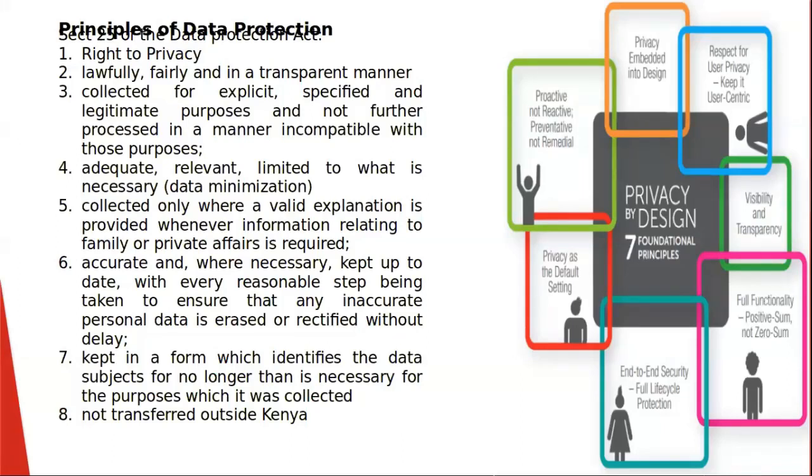There's also the other aspect of data minimization. Do not collect a lot of information that you really do not require. The information you're collecting should be adequate, relevant, and limited to what is necessary. Also, it should be collected only where a valid explanation is provided, whenever information relating to family or private affairs is required. You might end up as a business collecting certain private, sensitive information, so you need to limit that to only what is really going to help you, as we had earlier discussed, maybe performance of your contract or for whatever research that you're doing. And the information should be accurate and, where necessary, kept up to date, with every reasonable step being taken to ensure that any inaccurate personal data is erased or rectified without delay.